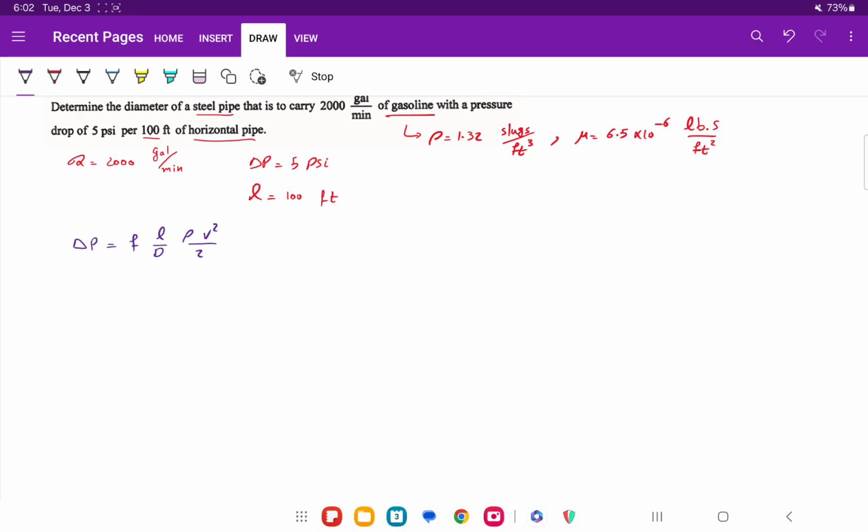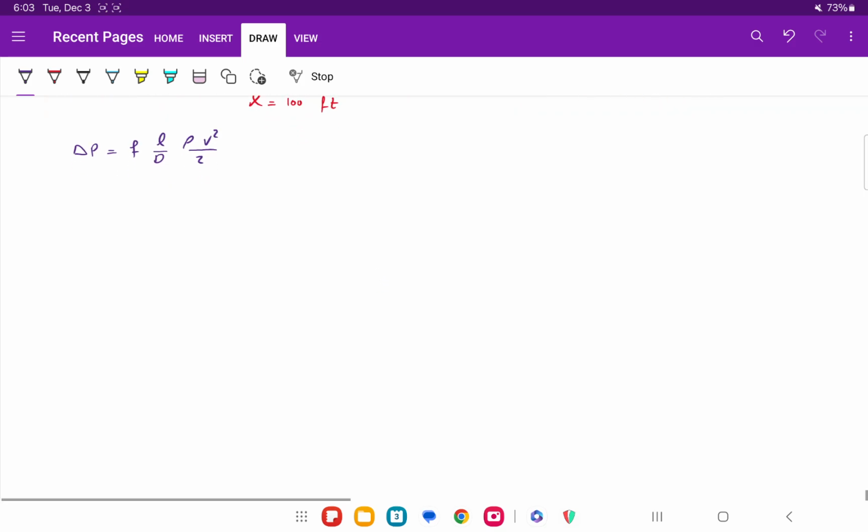So first we need to find velocity, but we can't because we don't have the diameter. So this problem is kind of a trial and error problem, like the two of them we had in the previous video, tutorial 12. It's like that.